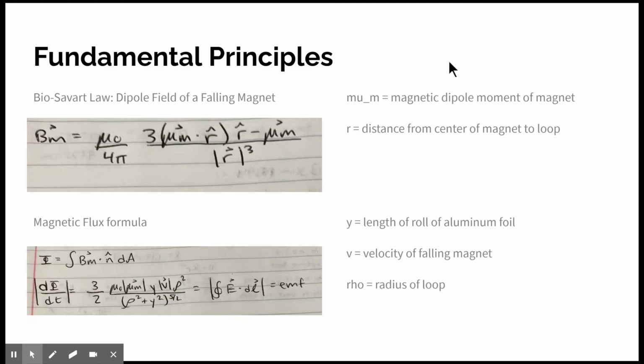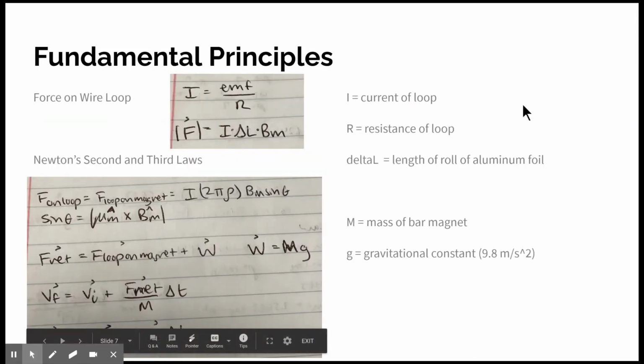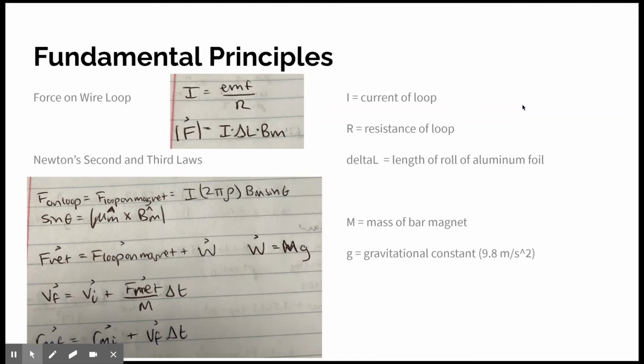For the fundamental principles, I used the Biot-Savart law to calculate the dipole field of the falling bar magnet using the magnet's dipole moment as well as the distance from the magnet's center to the end of the tube. Also, the magnetic flux formula was used to calculate how the flux changed as the magnet fell through the tube using the magnet's velocity as well as the tube's length and radius. Also, I used the force on the wire loop and Newton's second and third laws to calculate the net force acting on the magnet as well as the change in velocity of the magnet as it fell through the tube.